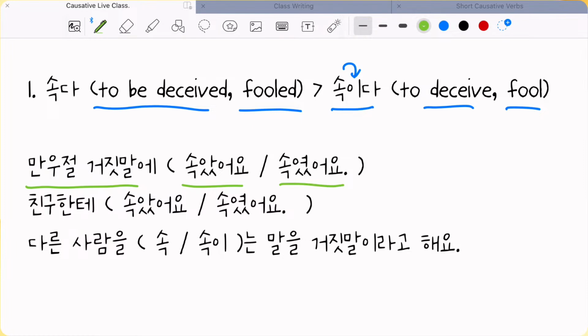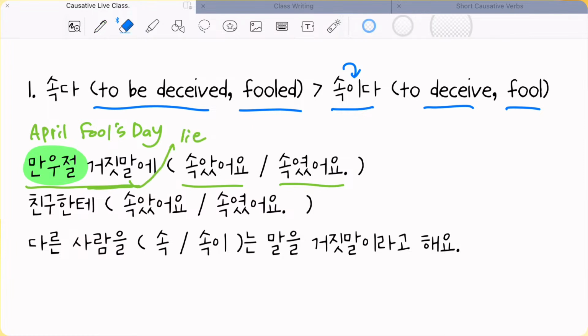So 여러분, 만우절 뭔지 알아요? Do you guys know what 만우절 is? 만우절, it's the name of a day. A very enjoyable, funny day, which is April Fools. April Fool's Day를 만우절이라고 해요. 만우절. 그래서 April Fool's Day, 거짓말 means lie. April Fool's Day lie에 속았어요. So basically here in this sentence you're trying to say you were fooled by an April Fool's Day lie.